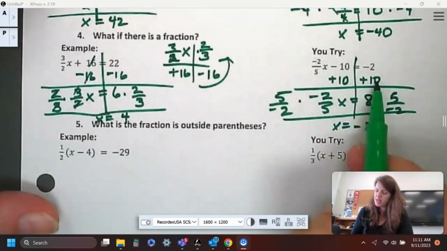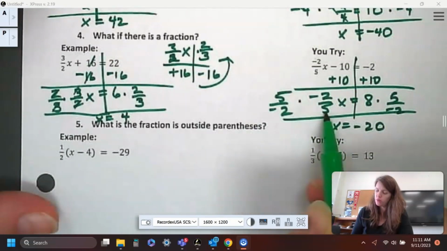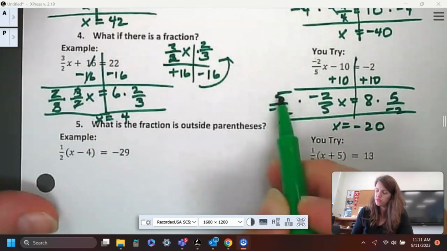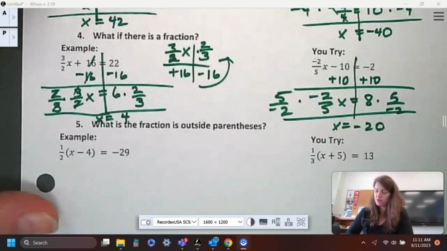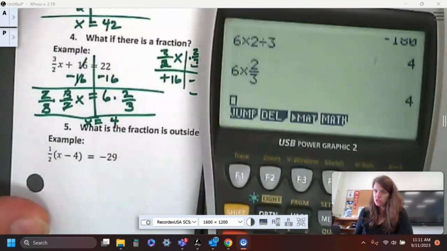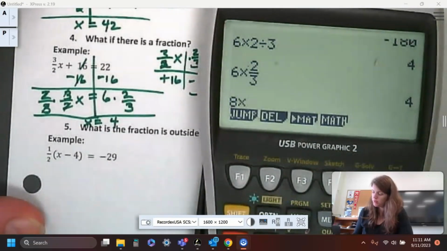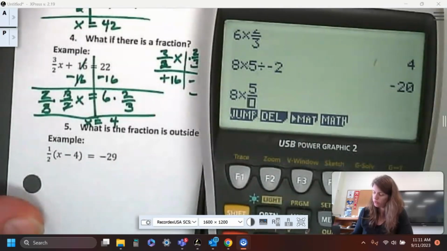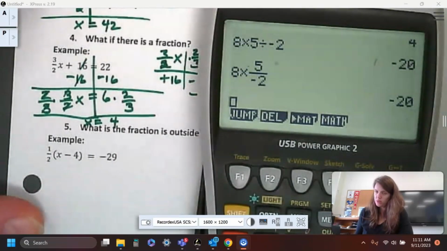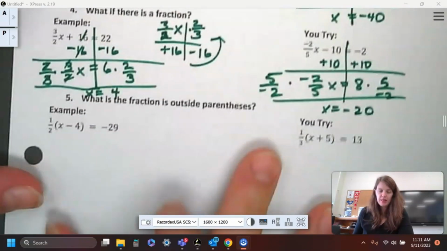So you're adding 10 on both sides, and then you're multiplying by the reciprocal. So it's negative 2 over 5, so this is a 5 over negative 2. 8 times 5 is 40. 40 divided by negative 2 is negative 20. Okay, and again, if you need to do that in your calculator, you just type it in as 8 times 5 divided by negative 2, or 8 times fraction 5 over negative 2. Either way you do it, you should get a negative 20. Okay? All right, last one.